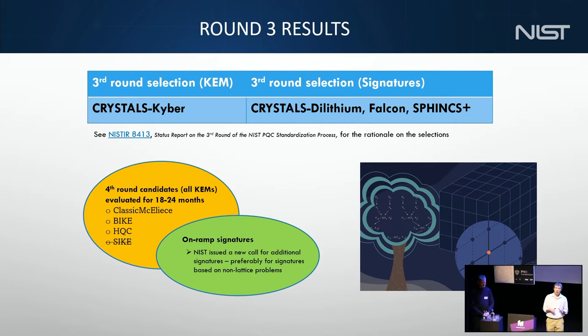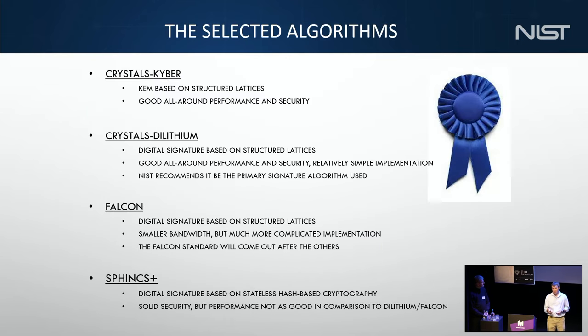We also said we're not quite done with the process, we only picked one KEM, so we still have 4 other KEMs that we moved on into a 4th round of analysis that we were going to take a little bit more time and pick some of them for standardization as well. And I'll talk a little bit more about that. And we also said even though we selected 3 digital signatures, we were going to do a smaller call for additional digital signatures. And I'll explain why in a second.